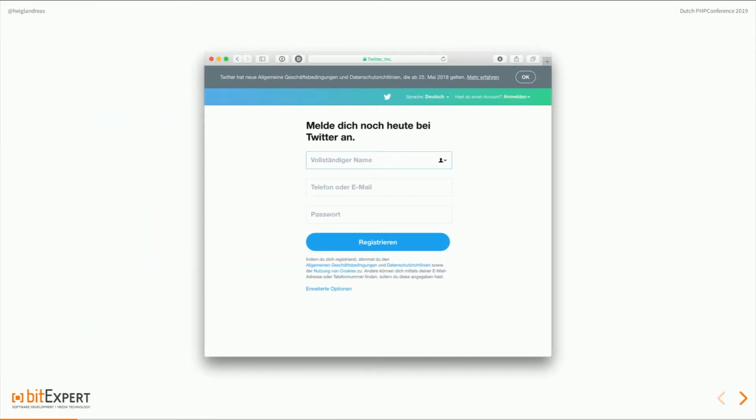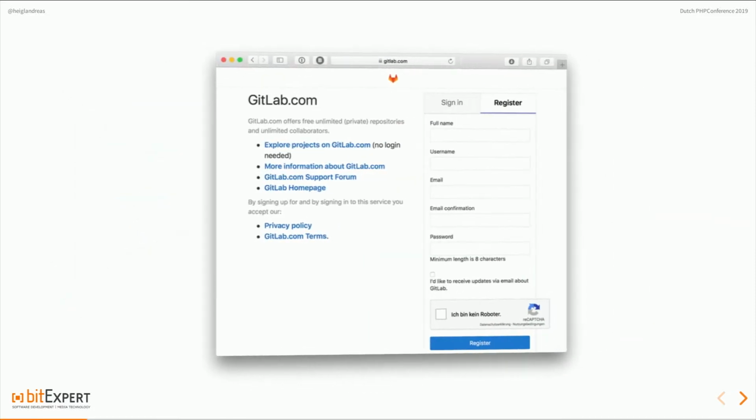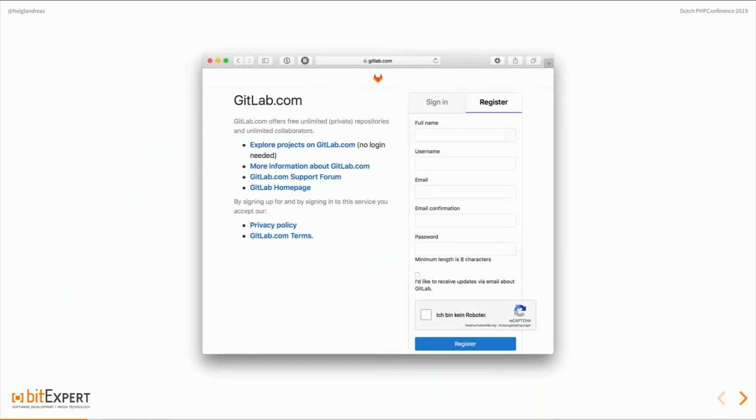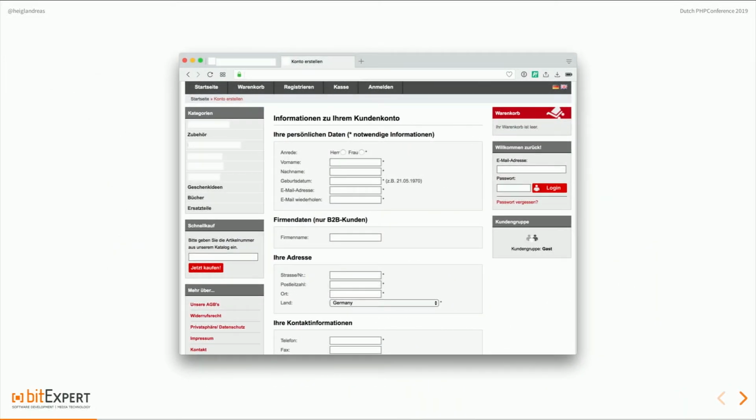What about this one? Also, not bad. What about this one? It actually gets worse, yes, and I'll tell you later why. And I even have a worst case. What about this one? Okay, so let's have a look what these forms, these bad examples, have in common.